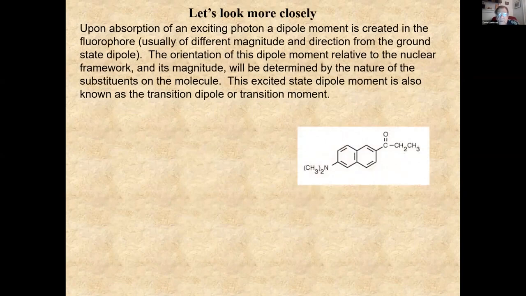And let's look more closely. So we have a fluorophore. In this case, it's one of the Dan probes. You'll learn a lot about these later on. This is Prodan. Now, when it absorbs light, the electron cloud moves around, and we can stabilize dipoles, negative on the carbonyl and positive on the amine. So you can see we can have an excited state dipole moment relative to the framework of the molecule. Okay, and this is the transition dipole or the transition moment.